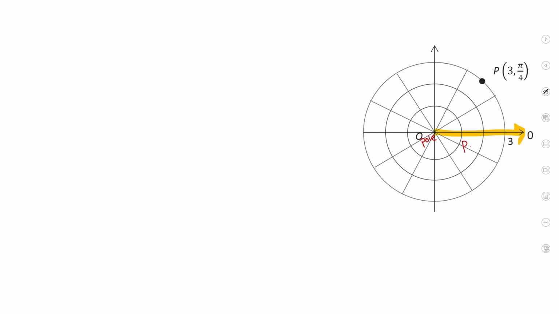This is called the polar axis. And the way we write coordinates in a polar coordinate, we put the radius first and then the angle. So notice, this is the point with radius 3 with angle pi over 4. This is the angle pi over 4.